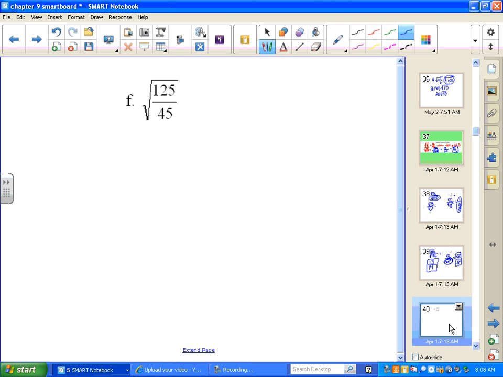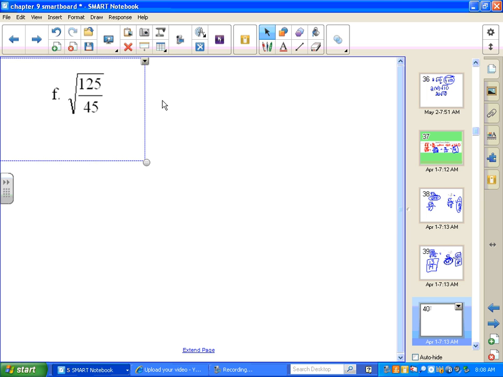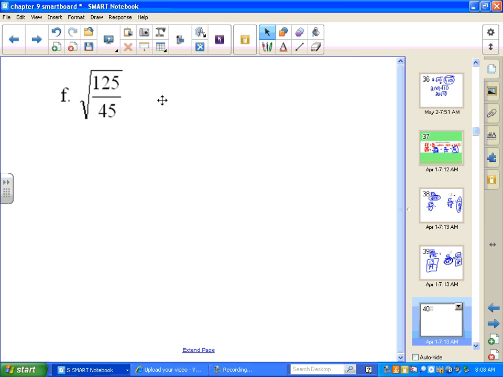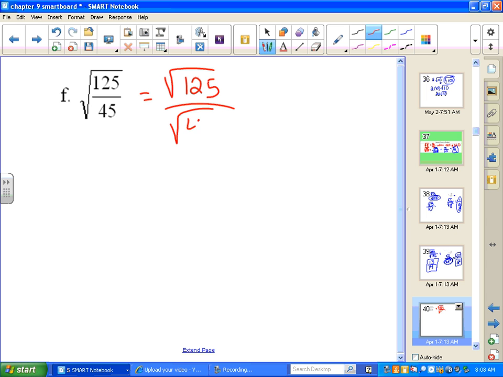Who can tell us why this one's different? Justin? Okay, that's one reason. Why else? Good, there's no perfect squares. So the first thing we do is we split it up into square root of 125 over square root of 45. Can someone tell me the largest perfect square that goes into 125? Zach? How many times? Okay, good, 5 times. So square root of 25 times square root of 5.